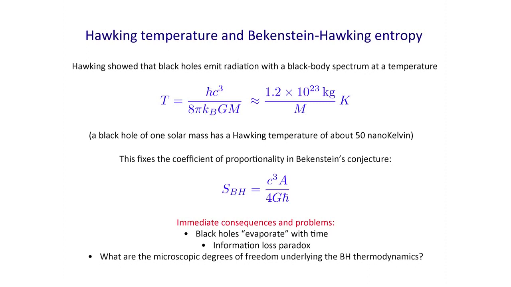So this fixes the coefficient of proportionality in Bekenstein's conjecture, and the Bekenstein-Hawking entropy is indeed proportional to the horizon area, and again, notice the presence of h bar downstairs. So there are some immediate consequences and immediate problems which are related to this identification. First of all, black holes evaporate with time. You see, from this expression, it's almost obvious that they have negative specific heat, right?